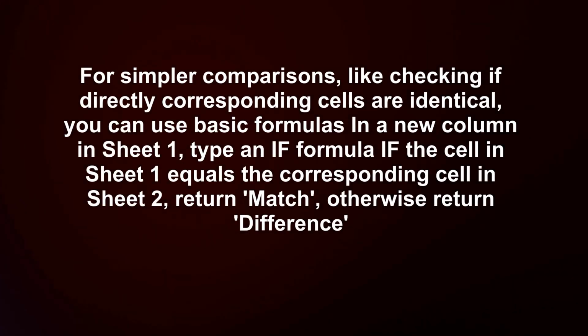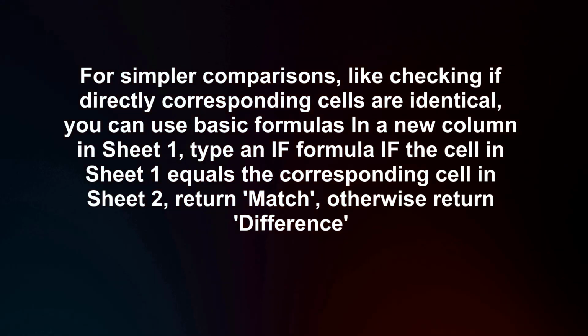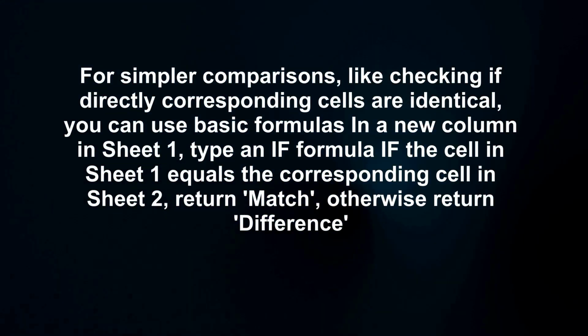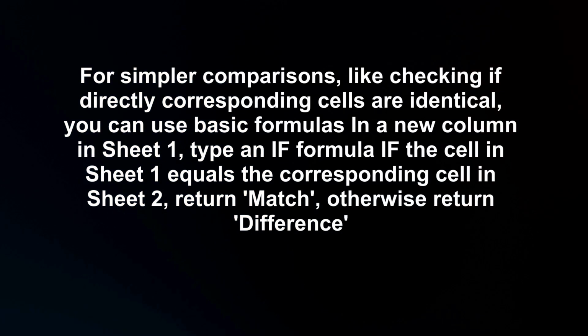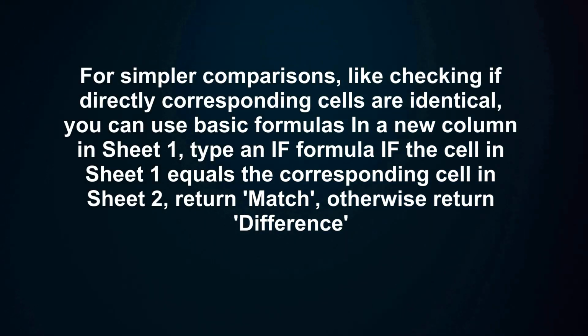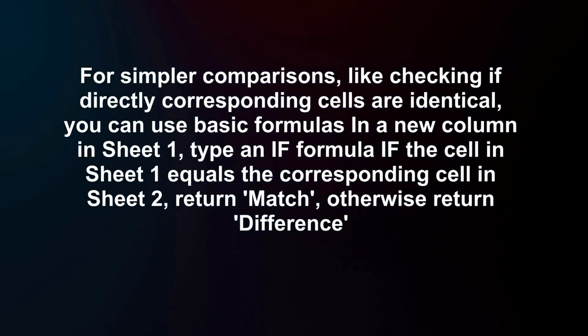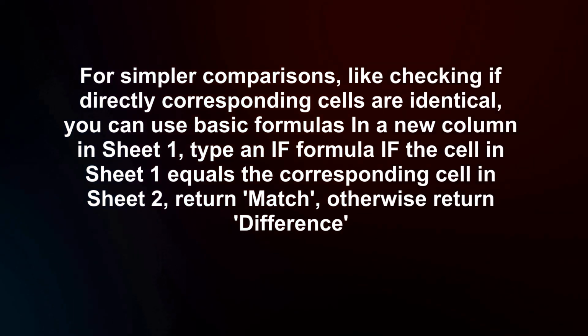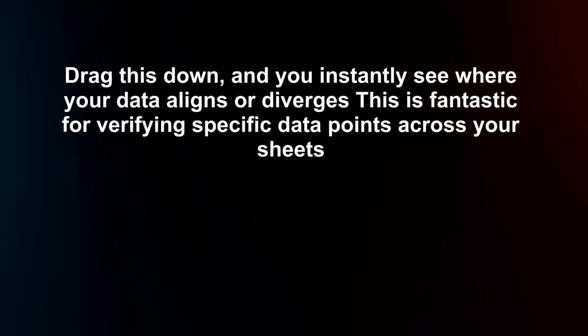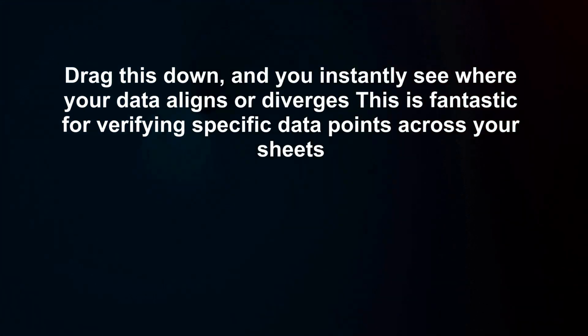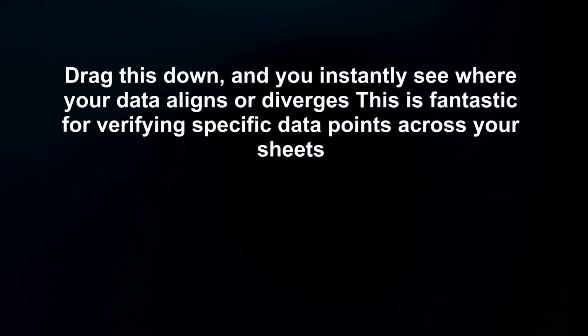For simpler comparisons, like checking if directly corresponding cells are identical, you can use basic formulas in a new column in Sheet 1. Type an IF formula: if the cell in Sheet 1 equals the corresponding cell in Sheet 2, return match, otherwise return difference. Drag this down, and you instantly see where your data aligns or diverges. This is fantastic for verifying specific data points across your sheets.